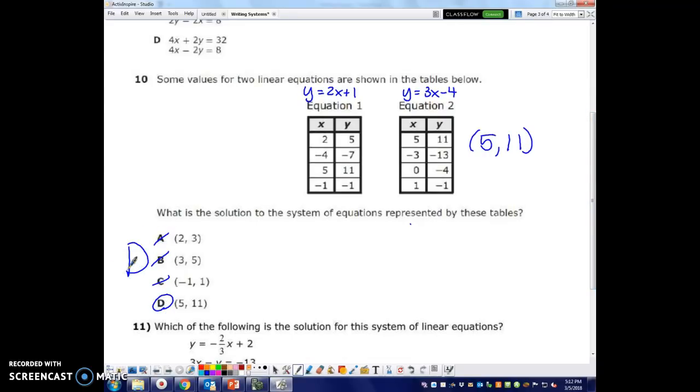Now, here's also a little tip. Remember, it's the point where they intersect, so they should both have that point. Okay, that's another little tip for you.